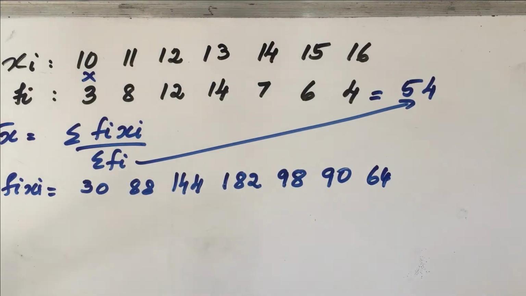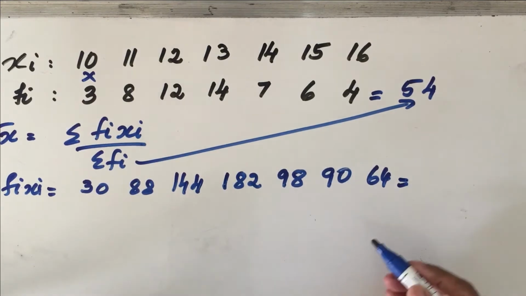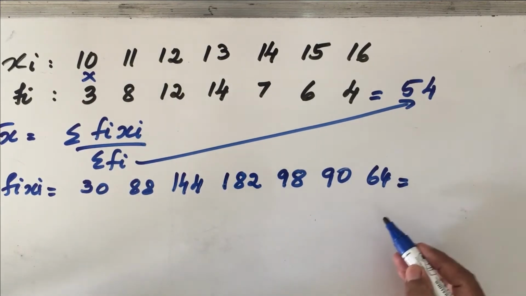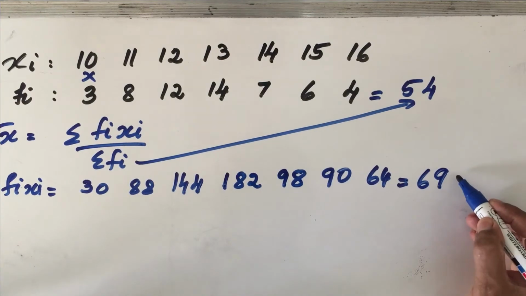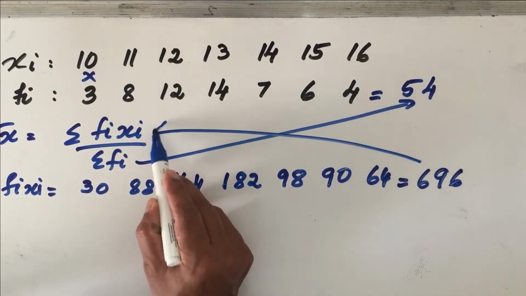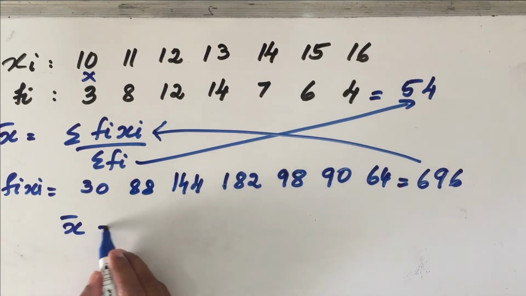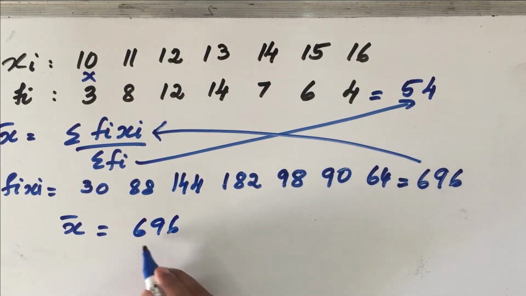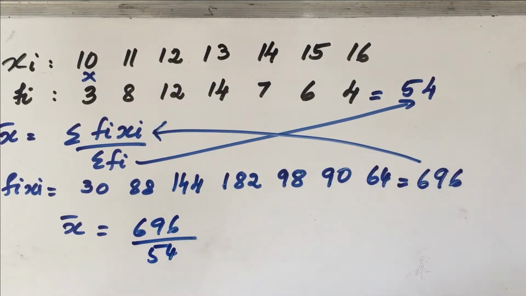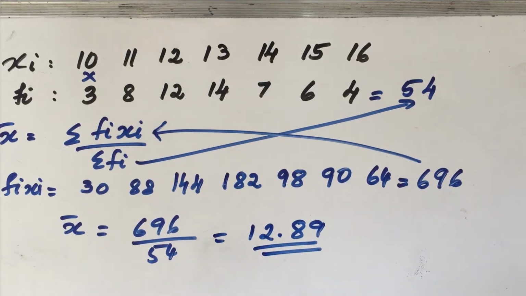So the summation of all those values, if you add it up, we'll use a calculator to add these values. So this will come to 696. So we also got this value. Now it is important for us, now we can find the x bar. So x bar is equal to 696 divided by 54. That is equal to 12.89. Okay, we got our x bar. So that is step number 1.